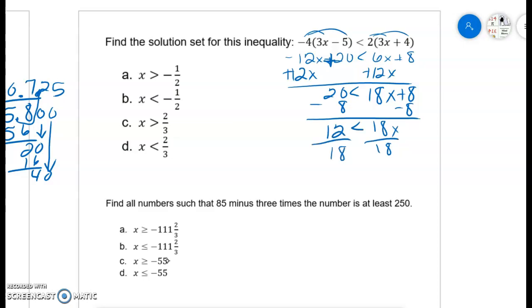And we can simplify both of those by 6. 6 goes into 12 twice. 6 goes into 18 3 times. Now they've got it written the other way. So remember, if we're going to flip-flop our number and our letter, we need to flip-flop our inequality. So it's going to be greater than 2/3.